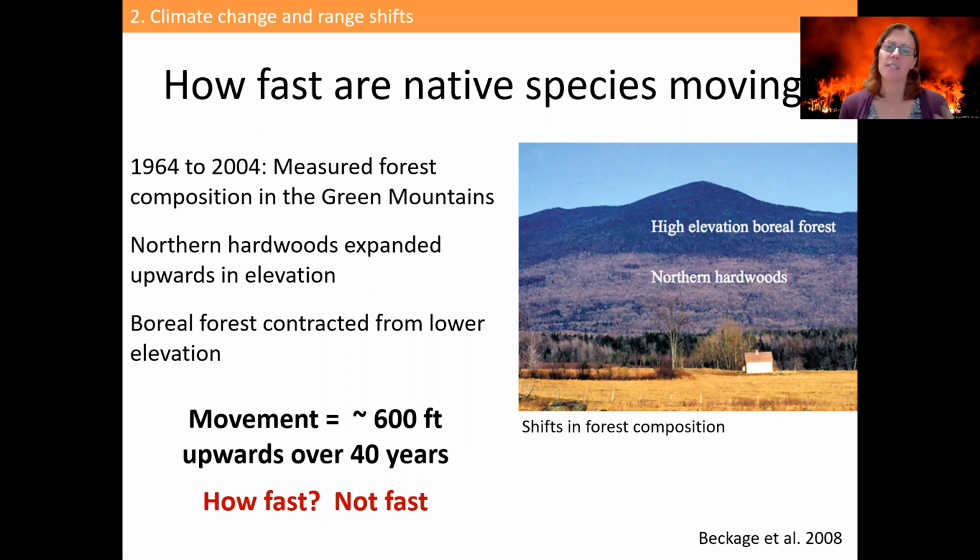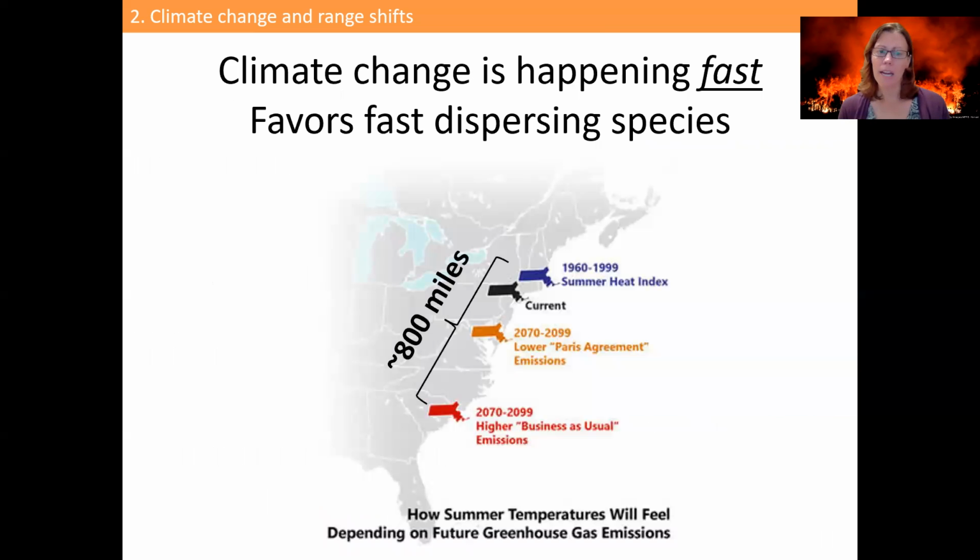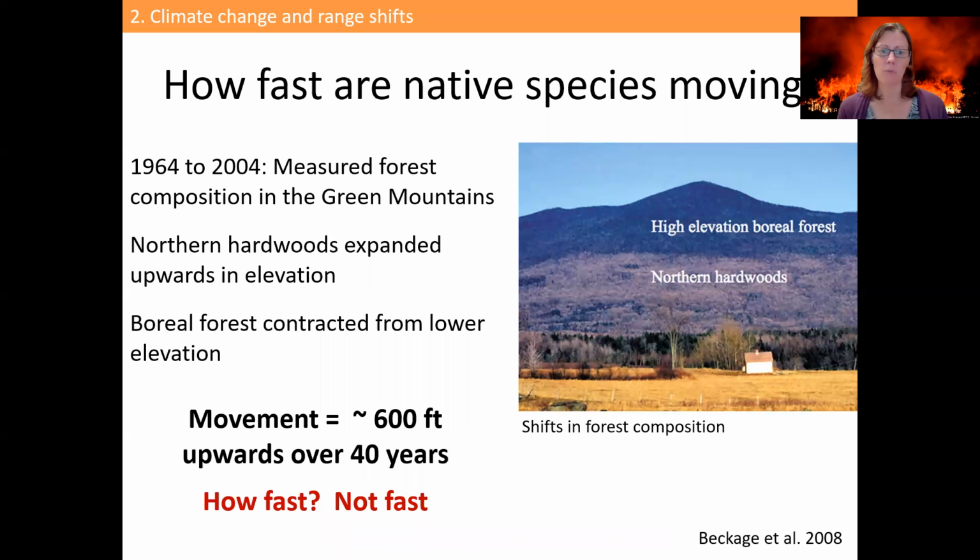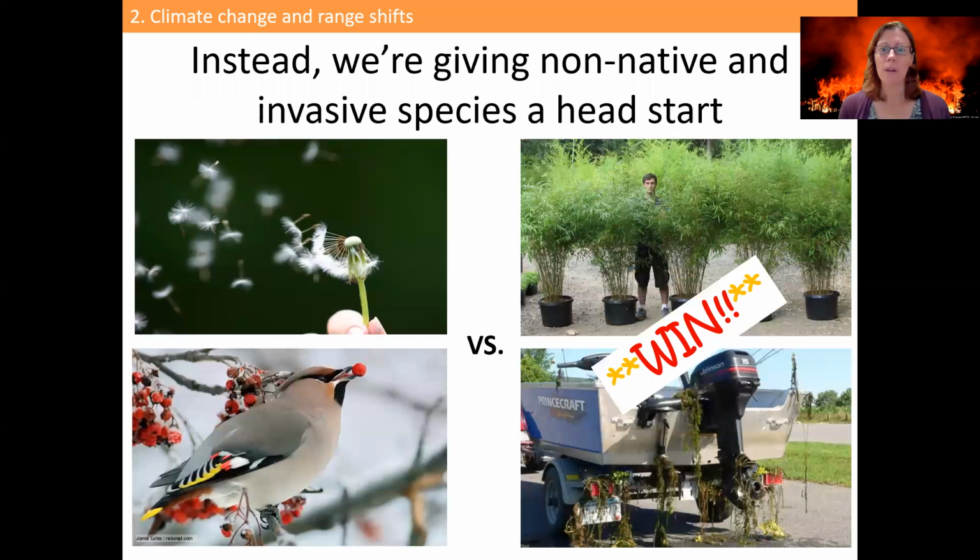I mean, granted, they're trees, so we have to give them some benefit of not expecting them to move super fast. But at the same time, this is nowhere close to the 800 miles that a species needs to move in the next 80 years when it's only gone 600 feet in 40 years, right? So native species are not getting there on their own.